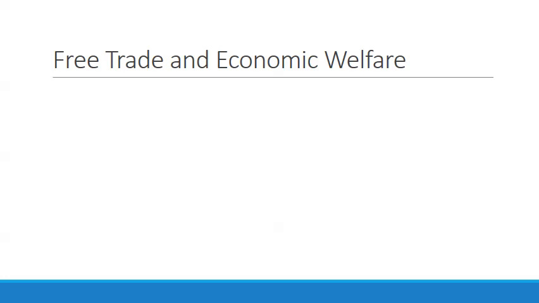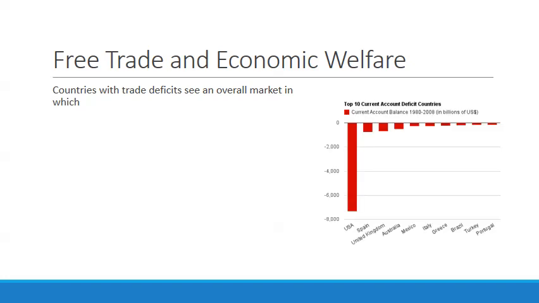So free trade and economic welfare. Countries with trade deficits, you'll notice here, you see the United States, Spain, United Kingdom, these are the top 10 current account deficits. In other words, these are the top 10 countries that have a trade deficit. So countries with trade deficits see an overall market in which domestic producers are worse off. Have we lost jobs to other countries outsourcing them? Absolutely. Why? Because of trade.